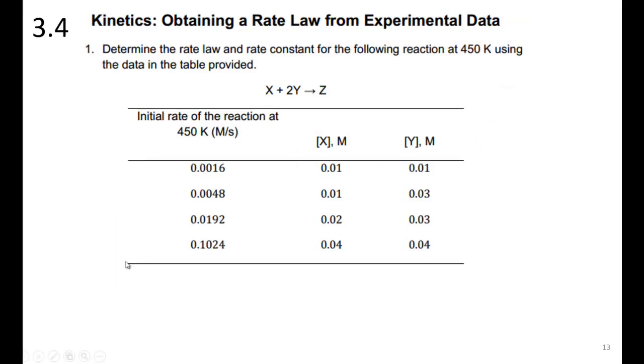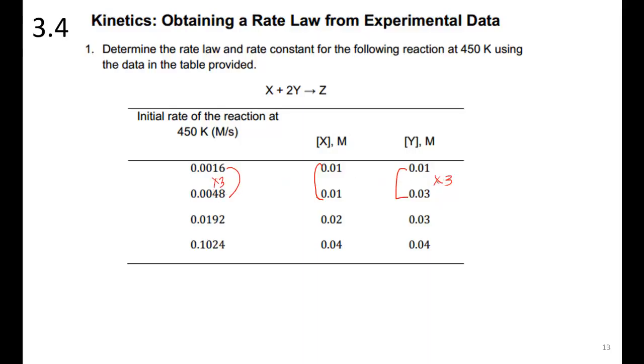Okay, so let's take a look here. We want to determine the rate law and rate constant for the following reaction at 450 K using the data in the table. Here's where I suggest you go ahead and see if you can solve this yourself. See what you remember. What you want to do is first look at where I keep one reactant constant. Here I'm keeping X at 0.01, and I'm changing Y, tripling it, right? And here I've got to look at what happens to the initial rate as a result. I am increasing it also by a factor of 3.